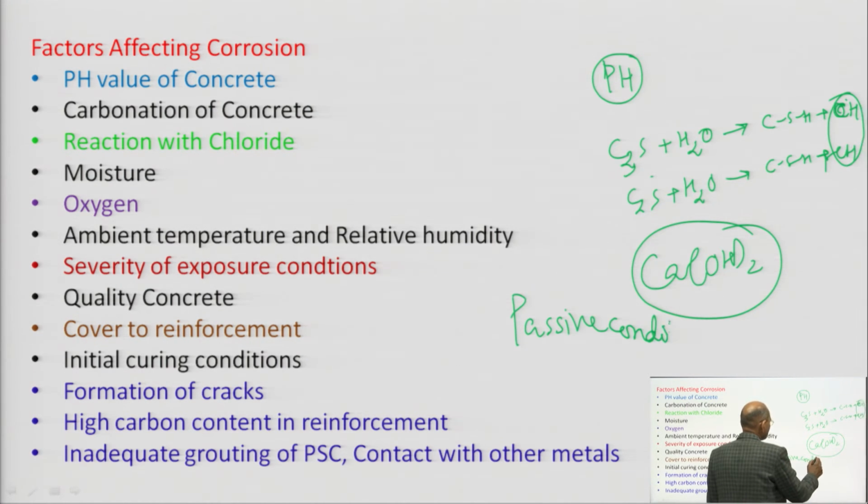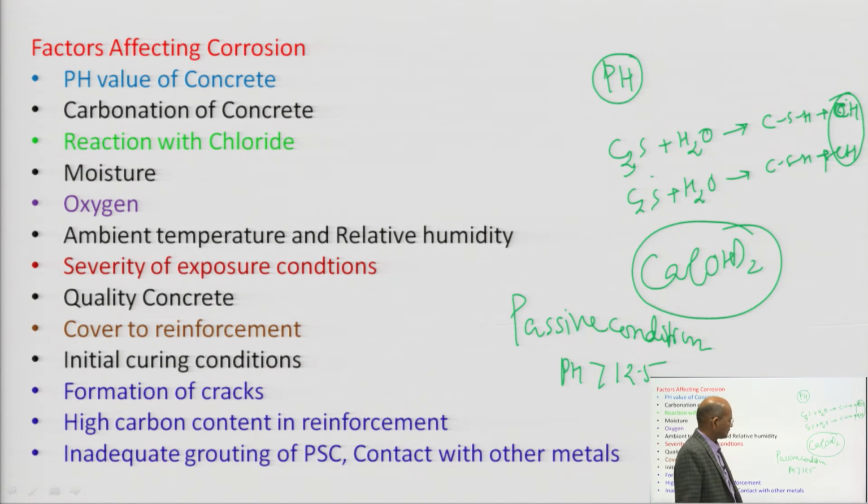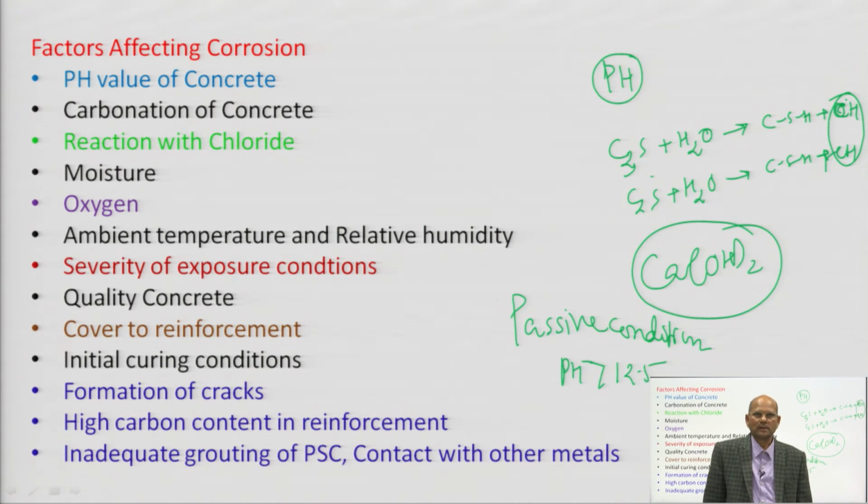Passive condition. In passive condition, the pH value is greater than 12.5. Once it has a pH value of 12.5, corrosion will not initiate. Once this value goes down due to some reason like carbonation or the initial condition of the concrete, that depends on the types of cement and also the amount of cement. If this pH value goes down, then it becomes active, prone to corrosion. So, passive means it will go down, down means it may go to 8, 9 like that.